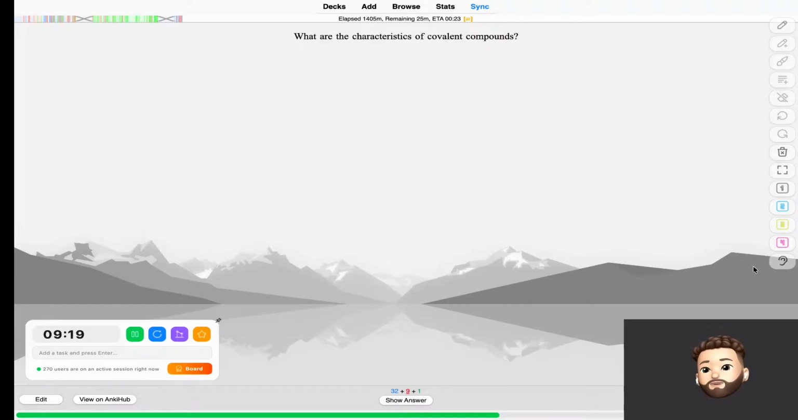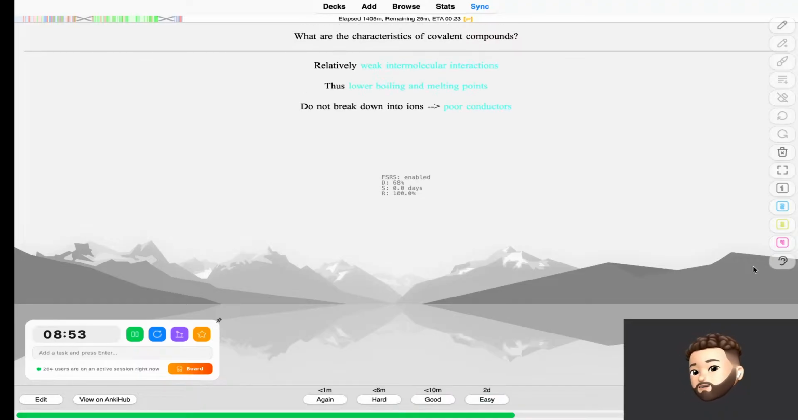What are the characteristics of covalent compounds? They're poor conductors. They don't break down into ions. They have relatively weak IMF. What else? I've forgotten the middle one. Lower boiling and melting points.